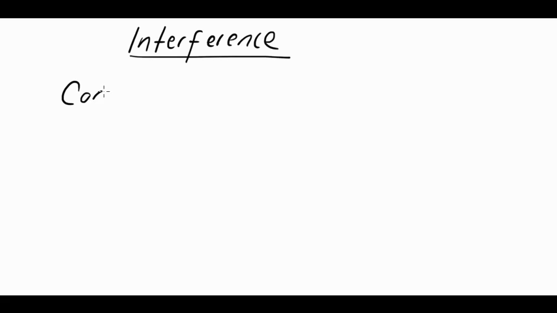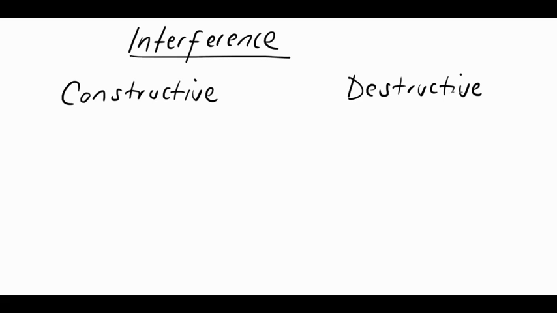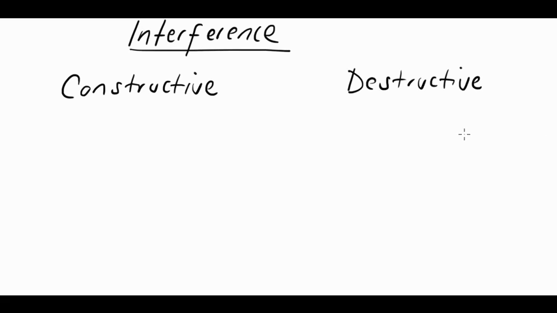In this tutorial, we're going to look at interference. There are two types of interference that we want to deal with in Year 12 Physics. The first one is constructive interference, and the second one is destructive interference. Now, constructive interference occurs when you have two waves and they meet in phase.